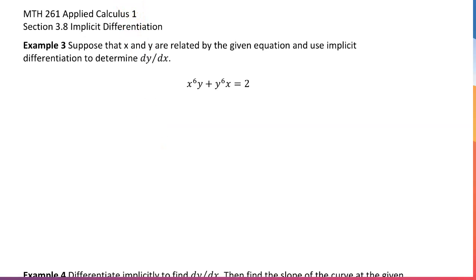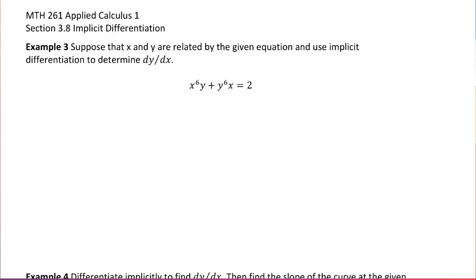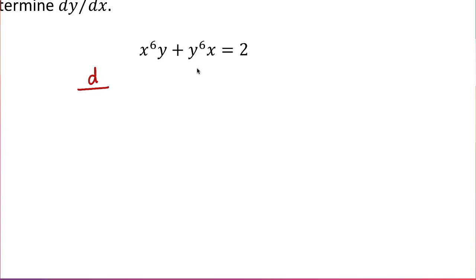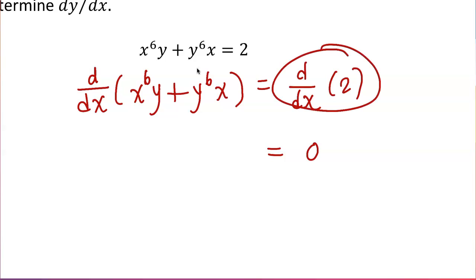Okay, now these are getting a little bit harder. So this one says, suppose x and y are related by the given equation and use implicit differentiation to determine dy/dx. Okay, so what's the first step? We're going to take the derivative of both sides with respect to x. As you can see, the right side of the equal sign is automatically 0 because that's the derivative of a constant.